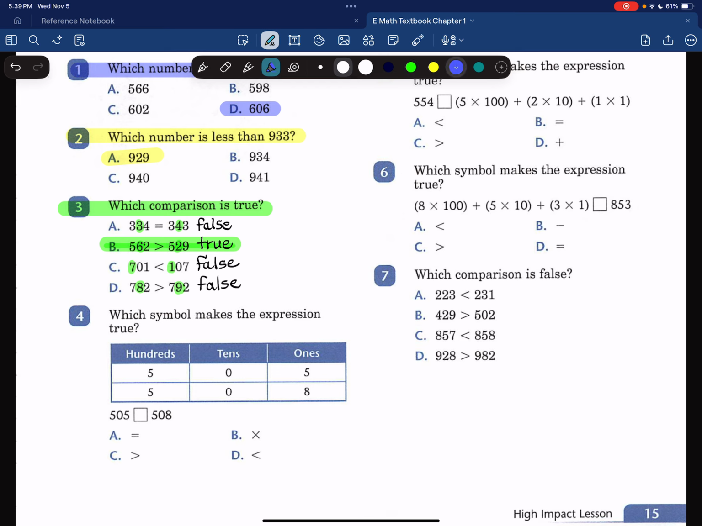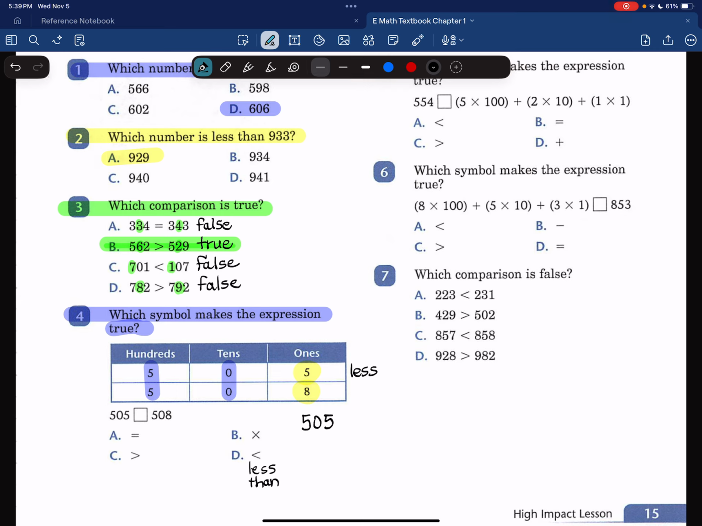All right, this one. Which symbol makes the expression true? Well, my 5s are the same. My 10s are the same, the zeros. But here we have a difference. We have 5 and 8. So this number is less than the 8. And so we want the less than symbol, which is this one. I like to see the alligators.